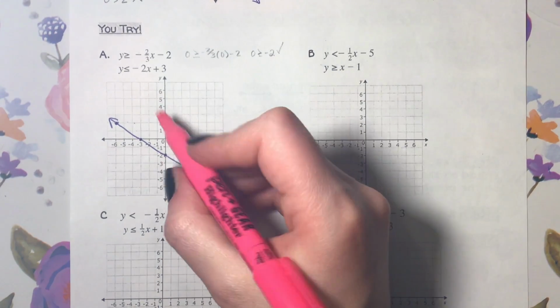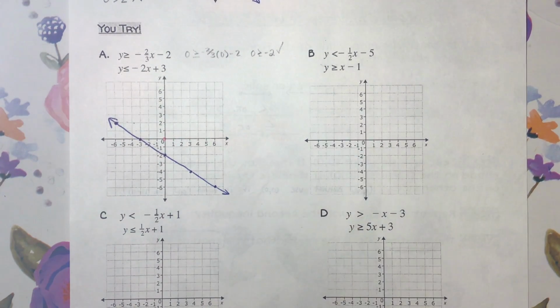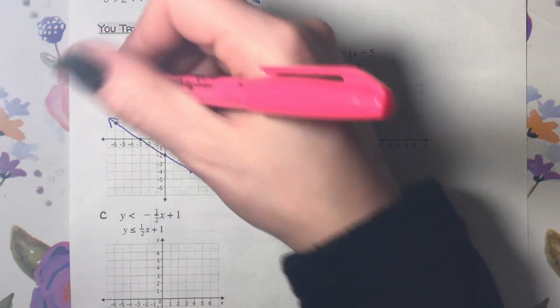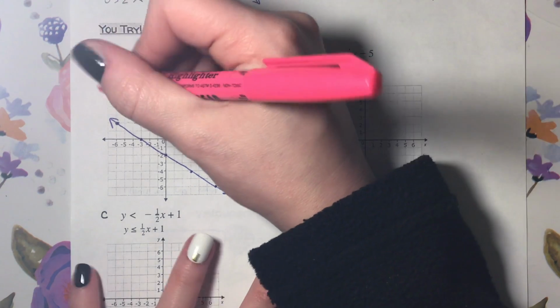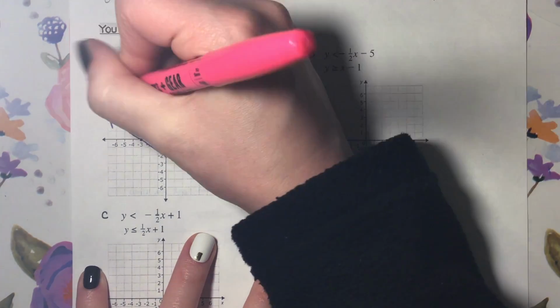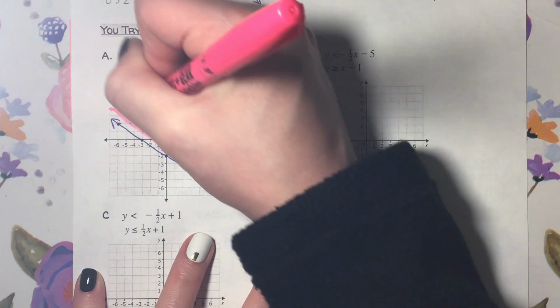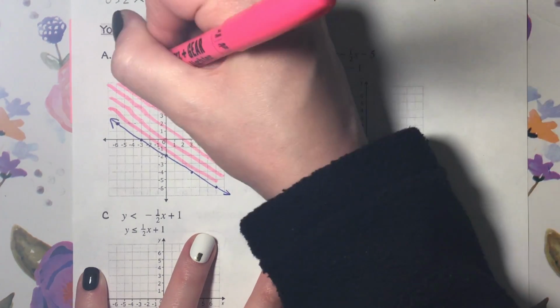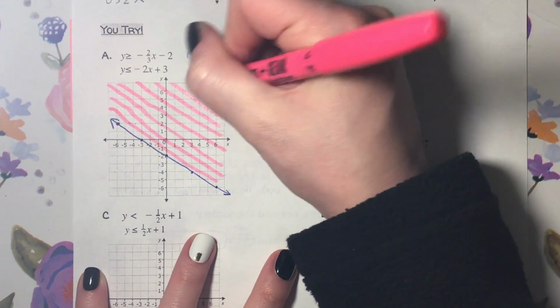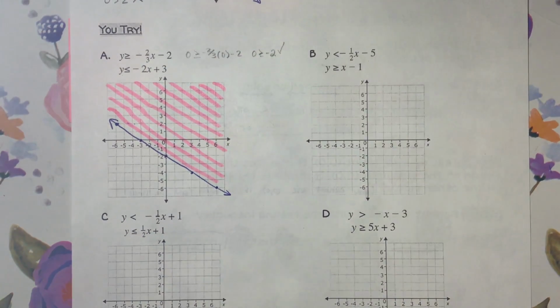So here is where that answer is, 0, 0. It is true, so I shade everything on that side. So I am going to do that now. Shading everything on that side. There we go.